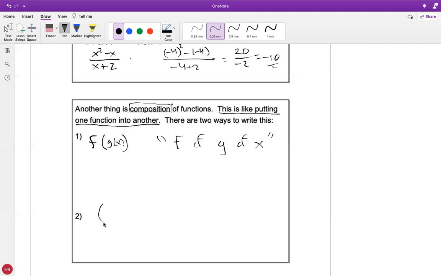The other way to write this, which I think is silly, uses a little symbol that's like an open circle. It looks like an O sometimes, but it's not. It's like a multiplication dot, but open. These things mean exactly the same thing. This means put g inside of f, and this means put g inside of f. I like this notation better because g is sitting inside of f where you would expect it to be sitting.